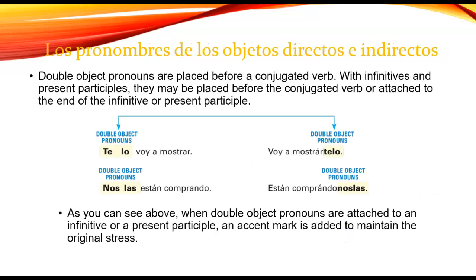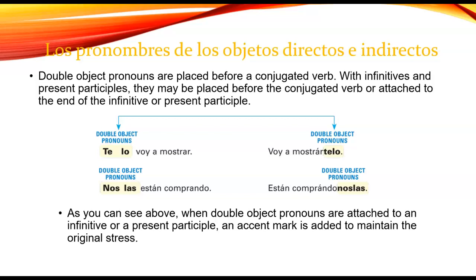But sometimes we have two verbs. In the first example, it shows us with an infinitive, voy a mostrar. So we have two places that we can put it. We can put it out in front of the conjugated verb, te lo voy a mostrar, or we can attach it to the infinitive, voy a mostrártelo. And notice when we add it to the end, now with the two pronouns, we have to put an accent mark. That accent mark is going to come over the A in an AR verb, over the E in an ER verb, and over the I in an IR verb.